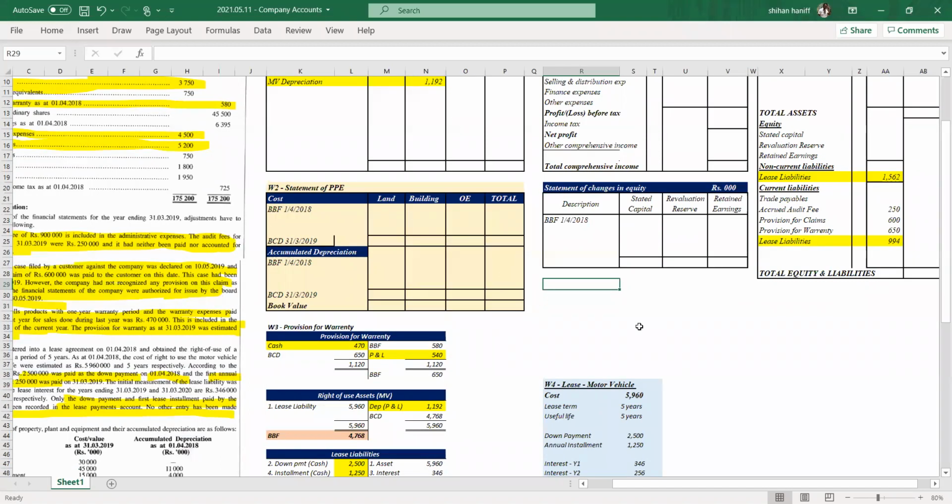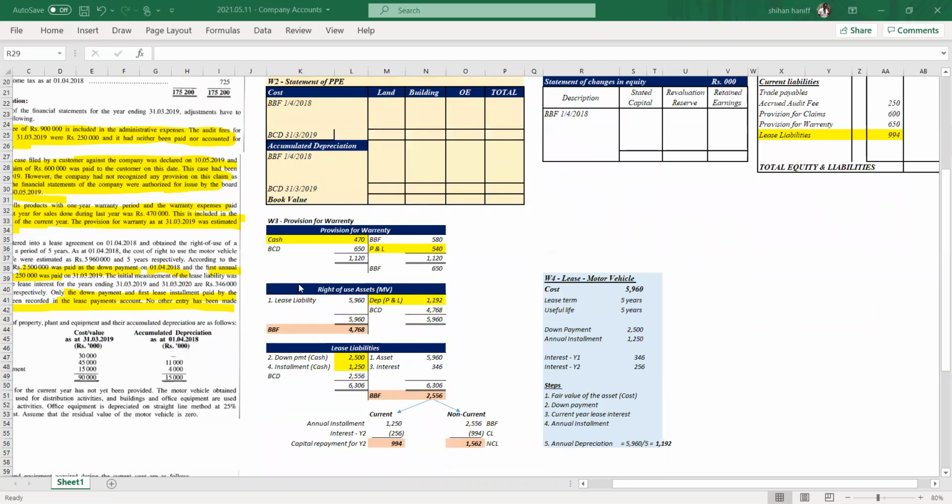Complete this adjustment. I'll give 2 minutes. Just go through and complete.